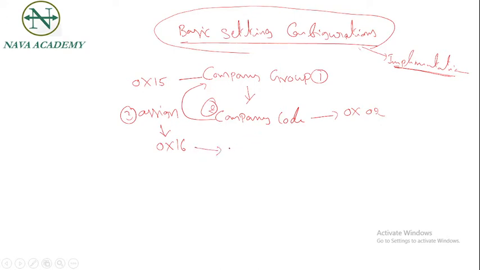After assignment we also create business areas, branches. What is the T code for business areas? OX03. We created a company code and business areas.